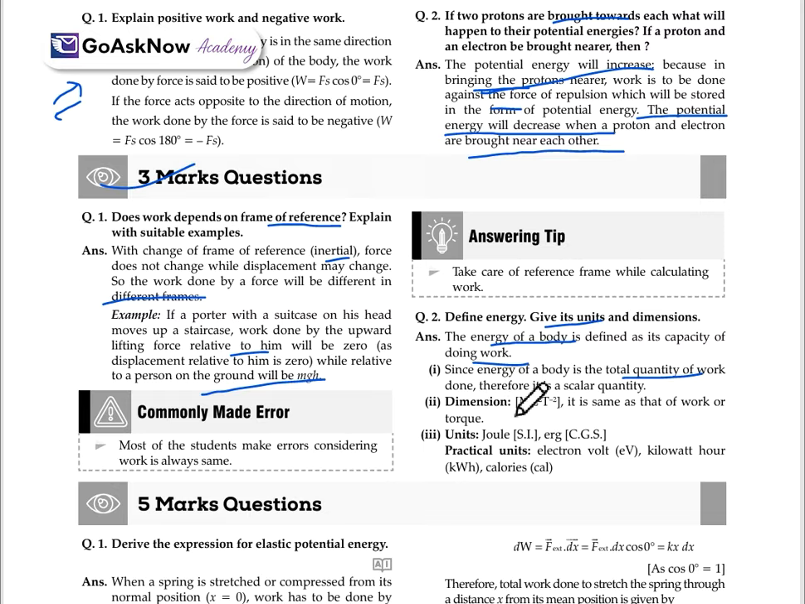Dimension will be equal to ML^2T^-2. It is the same as work or torque. The unit is joule in SI and erg in CGS system. Practical units are electron volt (eV), kilowatt hour (kWh), and calorie (cal). So this is about energy, its unit and dimension.